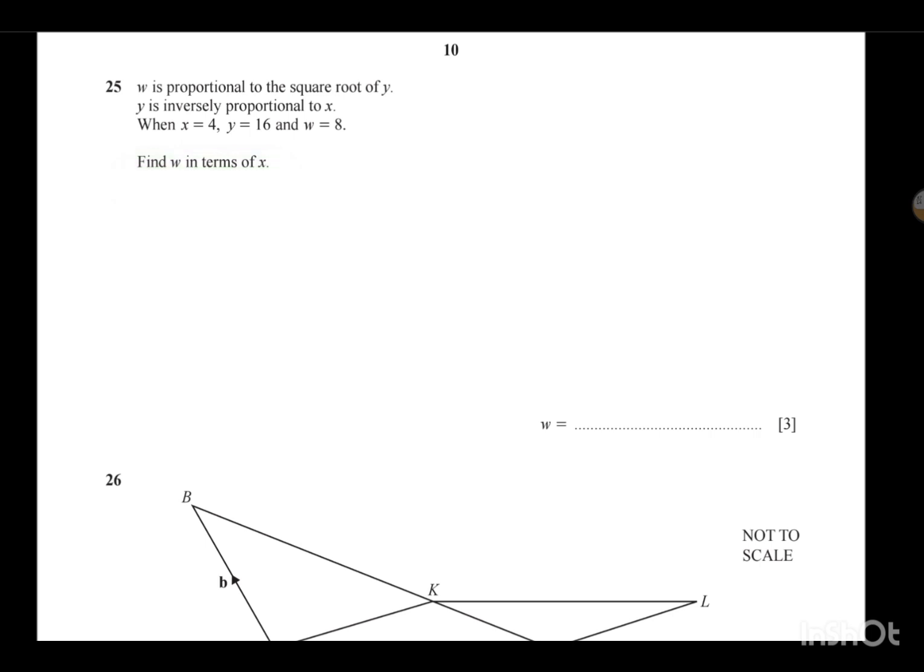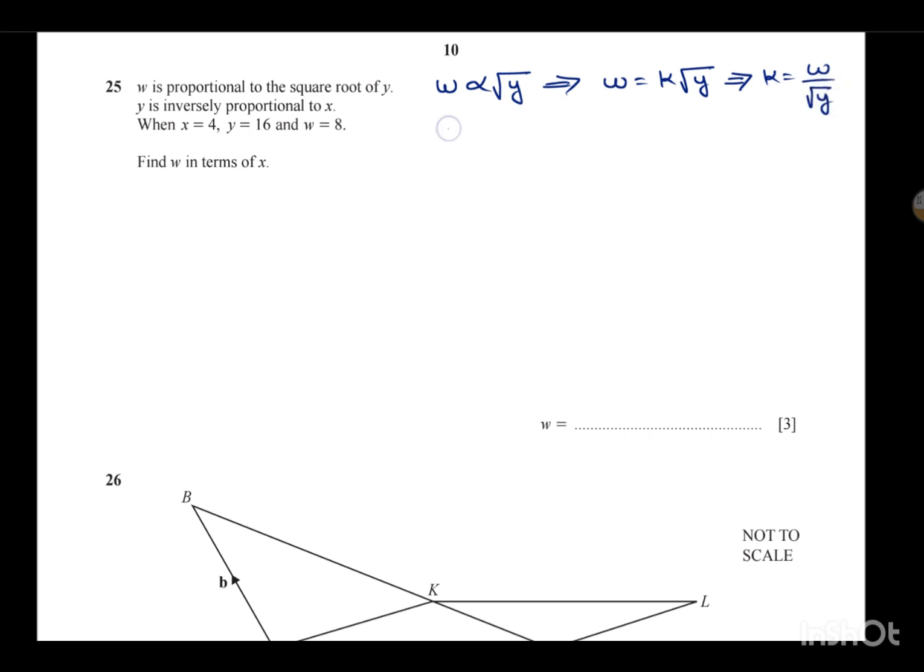Now this question is having two proportionalities given. First let us take the first proportionality. W is proportional to square root of y. This can be written as W is equal to a constant k multiplied by square root of y. Okay, so our k value will be W by square root of y.